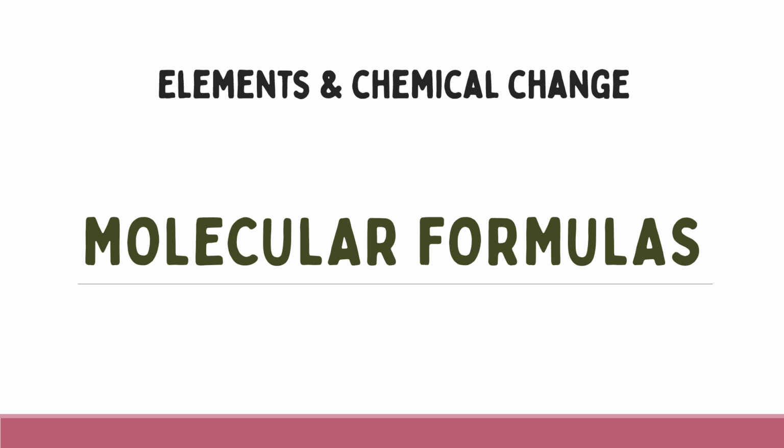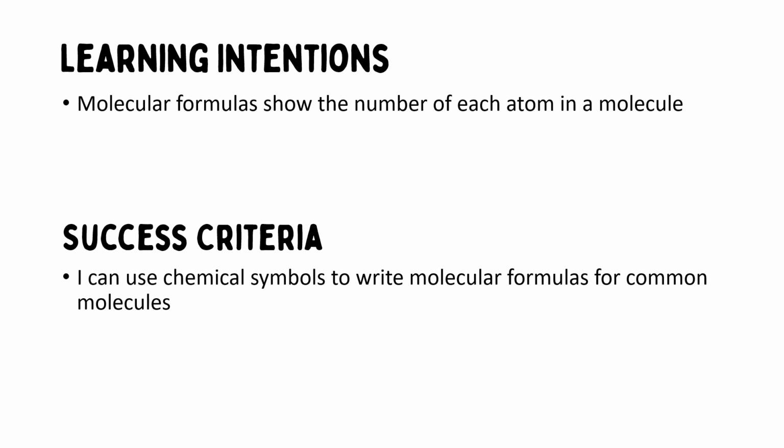Hey everybody, we're learning about molecular formulas next. So molecular formulas are a way to show how many atoms are in a molecule. They're really common. You'd know a lot of them already, particularly water, which is H2O for its molecular formula. So you should be able to write a molecular formula using chemical symbols from the periodic table, particularly for common molecules like water and carbon dioxide.